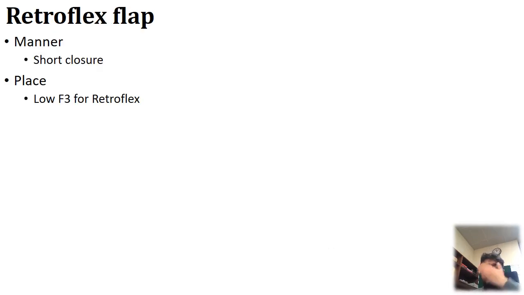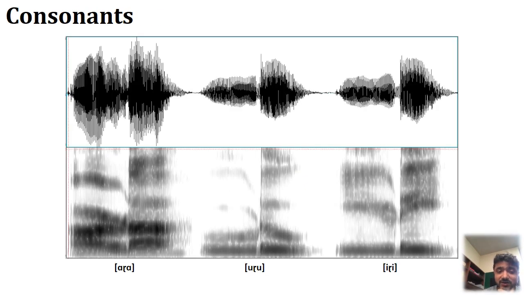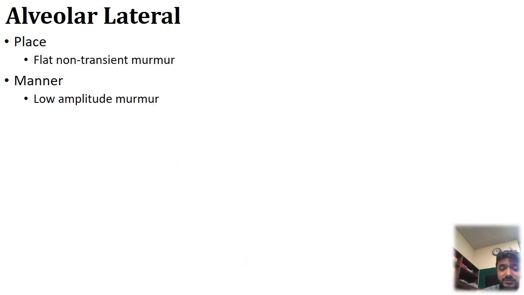All right, so retroflexed flap. The manner is a short closure, and the place is indicated by low F3 for retroflex. All right, so this is your ara. So this is retroflex. So you can see these movements. F3 is very clearly a part of these movements, and then you see a very short instance of what interesting things are happening here. So this is again not very difficult to recognize. Ra is relatively easy to recognize because F3 gets involved.